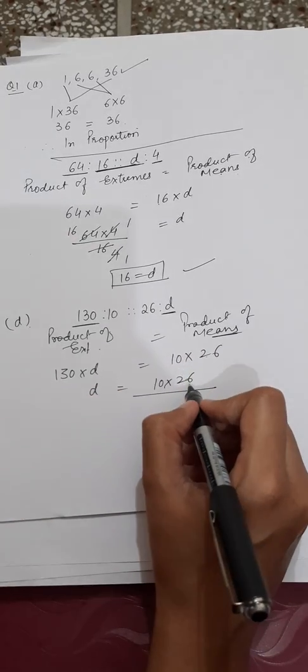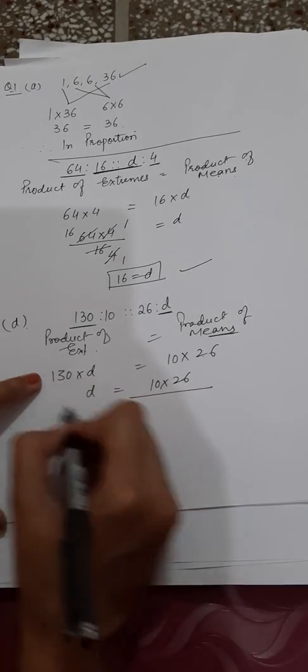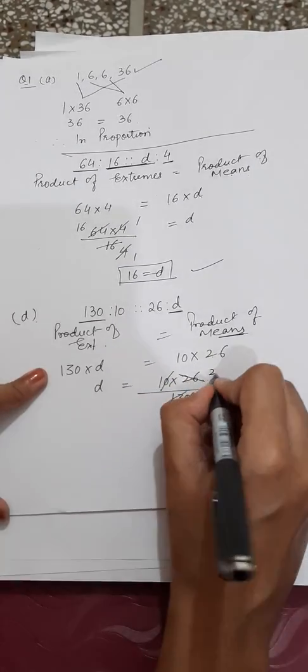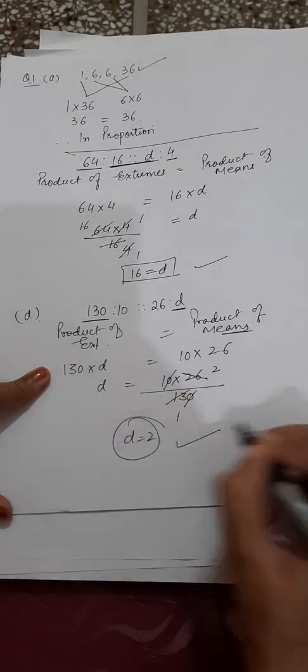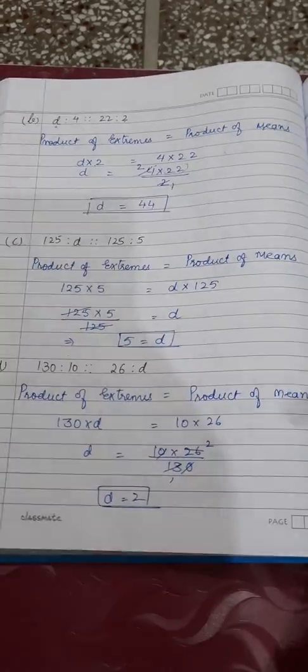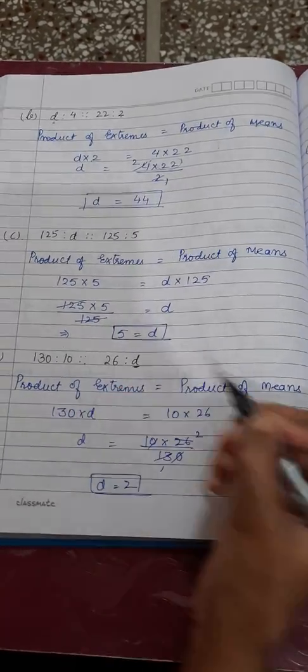Now this will remain as it is on the same side, but 130 will come down to the other side. 0 and 0 cancelled. 13 ones are 13, 13 twos are 26. So the answer will come out to be D equals 2. Okay, so this was question number 2 in which you had to find the value of the missing number.